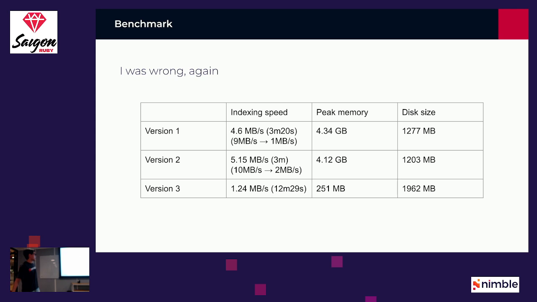Okay, so here's version 3. Okay, I was wrong again. Okay, the indexing speed is significantly slower. It falls down to 1.2. The peak memory does reduce by a lot, so it's a good sign. But the disk size, the total disk that I consume, went up. You keep the whole data, right? And you read and write more, so of course the speed decreases.